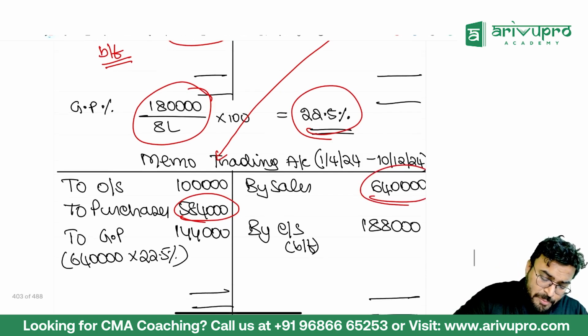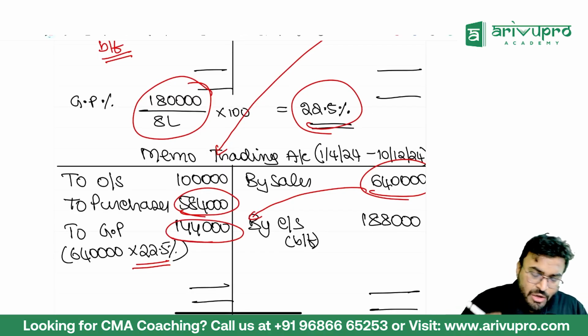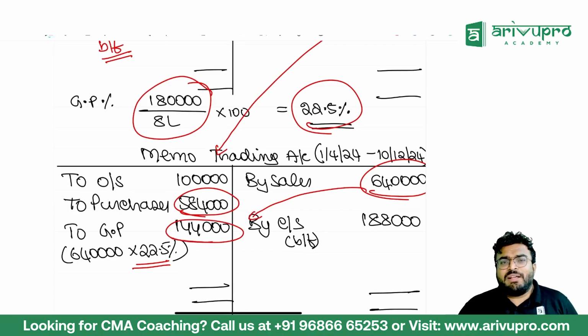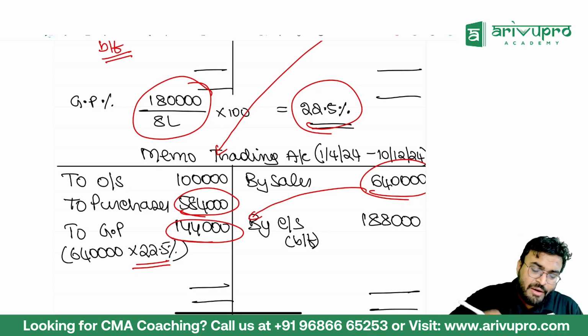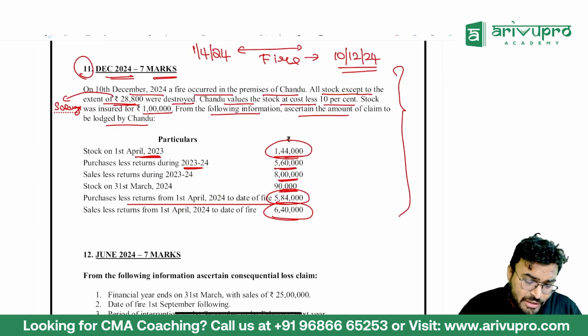Now what we are going to do? We know the gross profit percentage. Sales into gross profit percentage, you will get the gross profit. Now closing stock is the balancing figure. This is the closing stock on the date of fire.